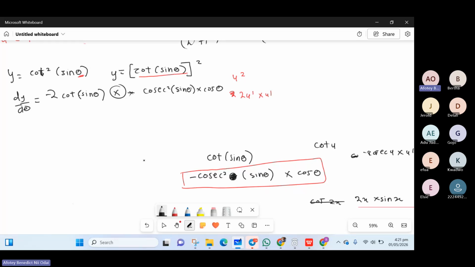Okay, so let's take one example and solve together. I'll be taking the answers in the comment section. So we solve this in 5 minutes. So y is equal to x squared sine squared 2x squared. So this is the question we are all trying. Let's write the question down and try to answer it.